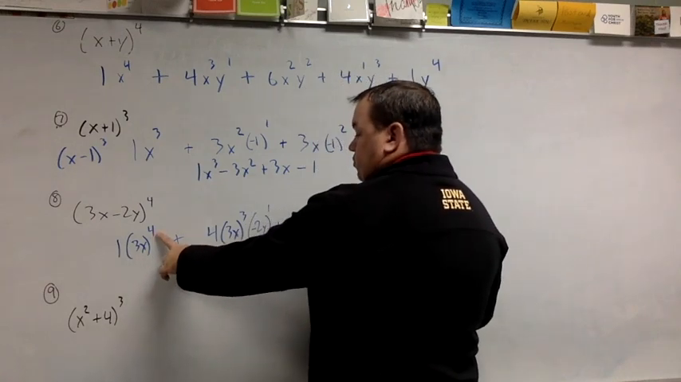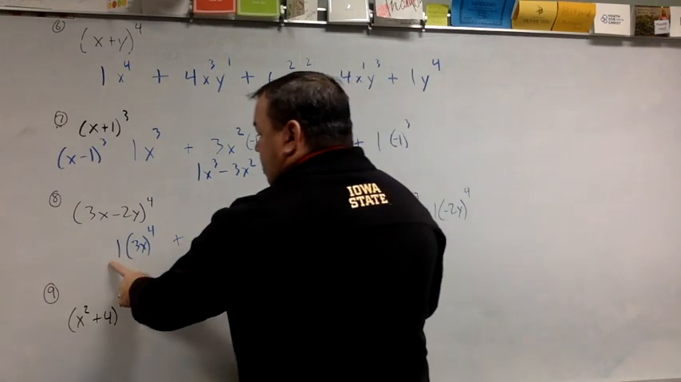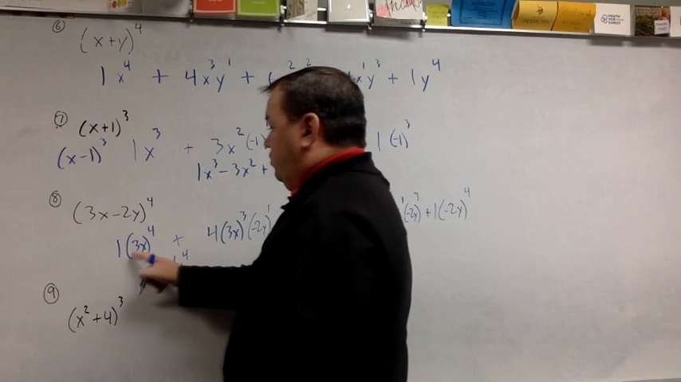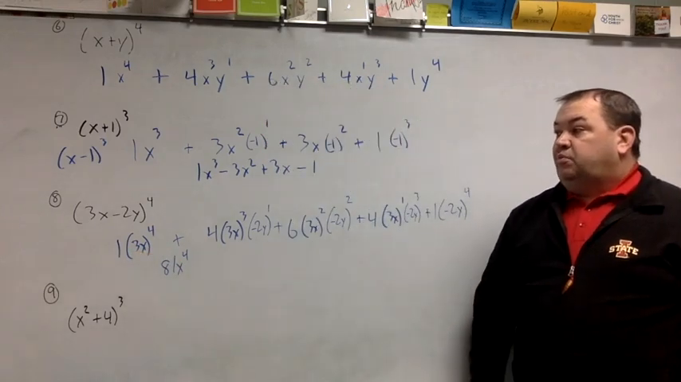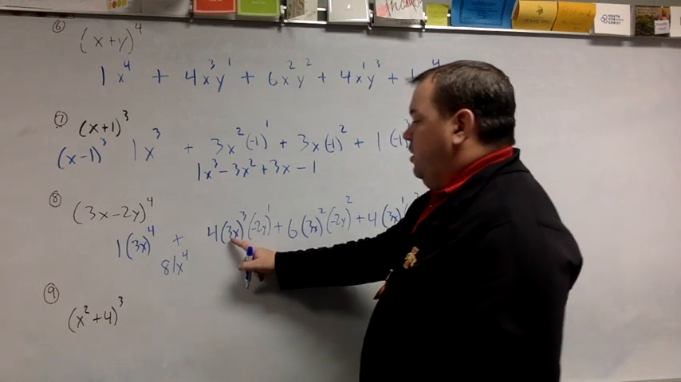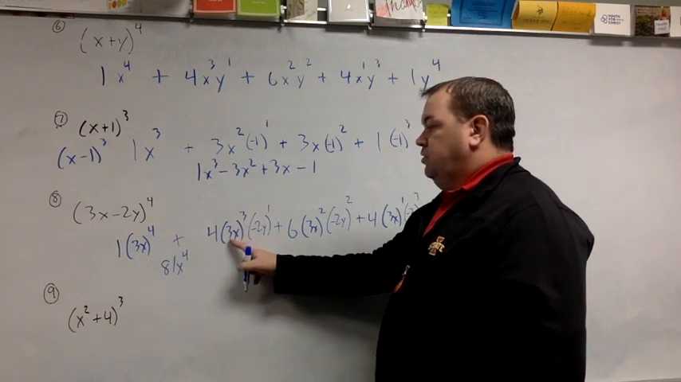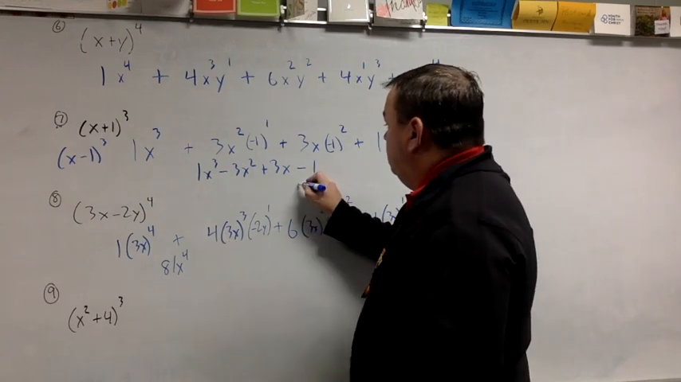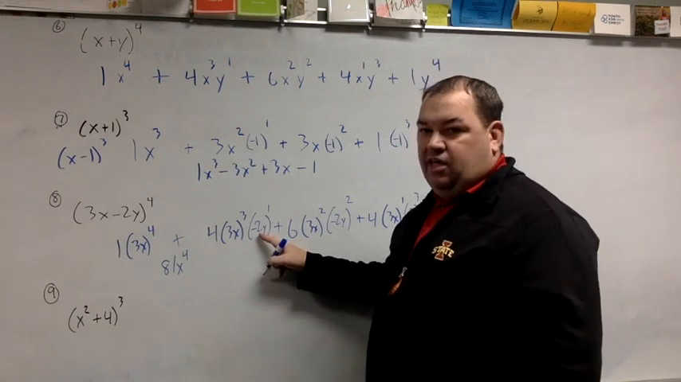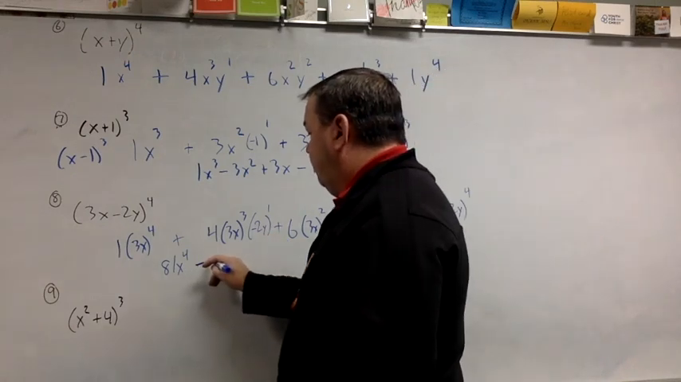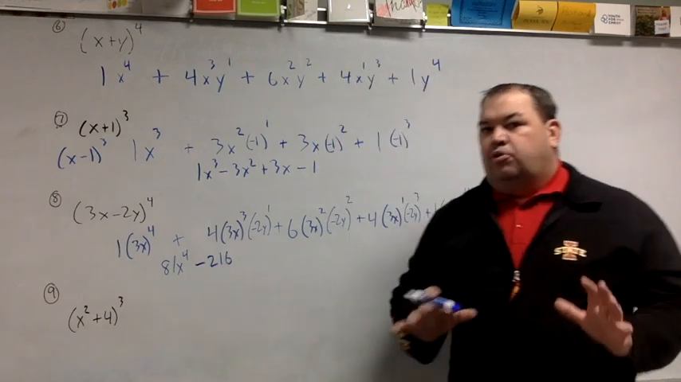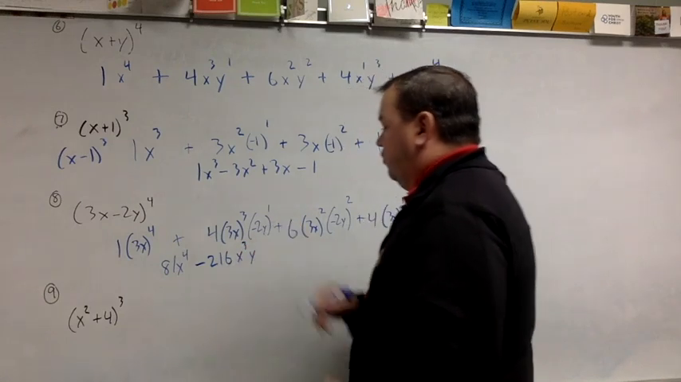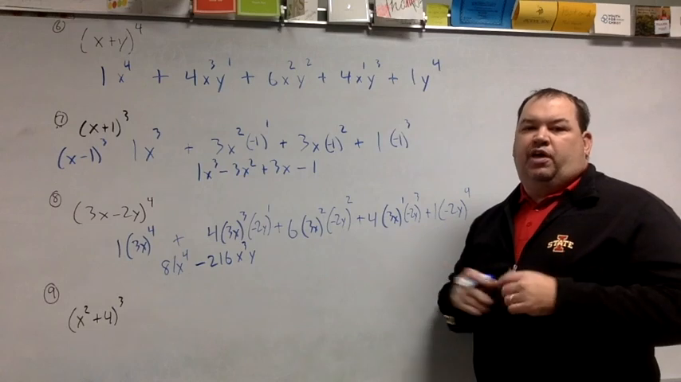3 to the fourth I can do. It's 81. And 81 times 1 is still 81. So this is 81x to the fourth. The fourth goes to both parts. That's the first term in this expansion. A little more complicated here. I've got 3 cubed. That's 27. I've got a 4. That gives me 108. And I've got a negative 2. That gives me a negative 216. So I just did the numbers first. Now I'm going to go back and say I've got an x cubed and a y to the first power. I'm just simplifying at this point.